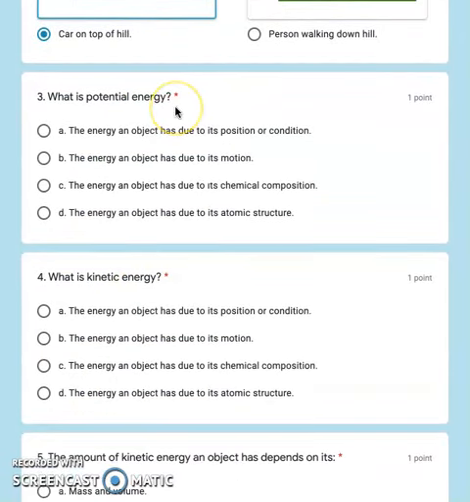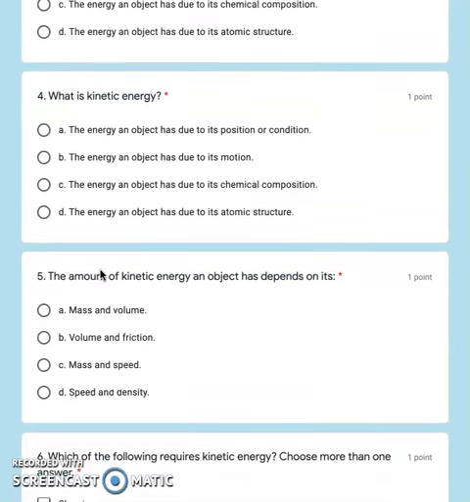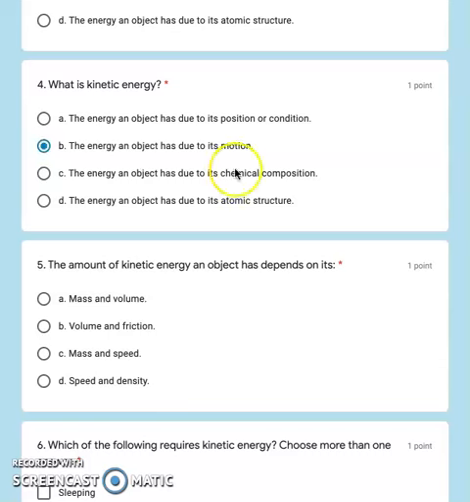What is potential energy? Again, we know from yesterday's lesson that potential energy is A, the energy an object has due to its position or condition. And question number 4, what is kinetic energy? It's B, the energy an object has due to its motion.